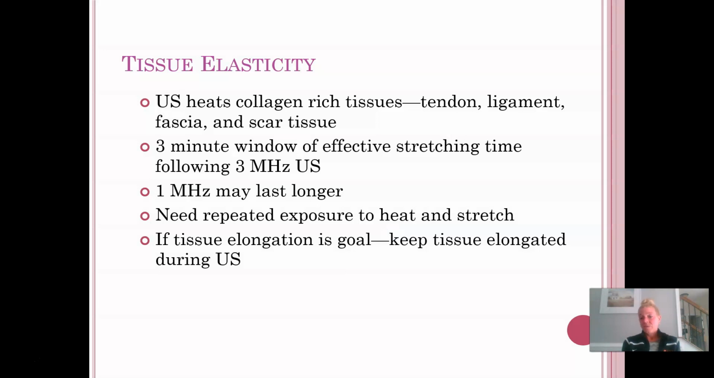One of the big things we use ultrasound for, again, is to increase tissue elasticity. So ultrasound is going to heat collagen-rich tissues like tendons, ligaments, fascia, scar tissue. Some studies have shown that using a 3 megahertz ultrasound, which is again our more superficial setting for frequency, gives us about a 3-minute window of effective stretching time.